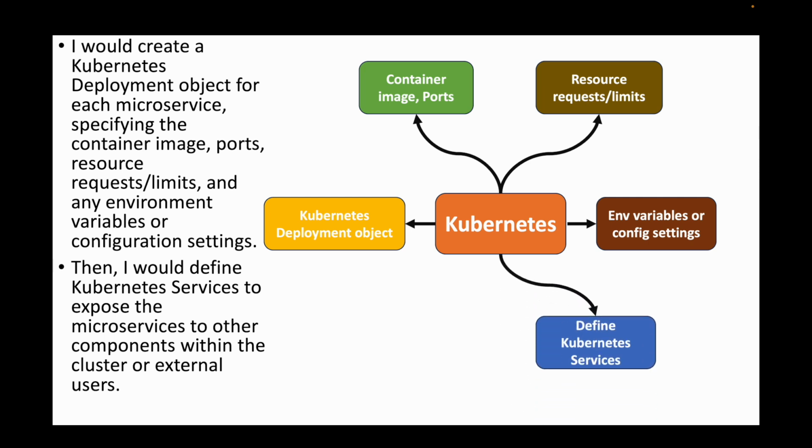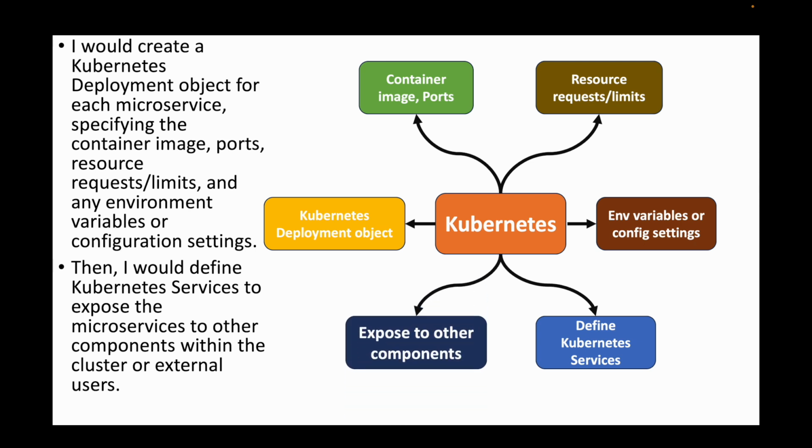Then we will need to create the respective services. Deployments will create the pods for us, but if you want to access the application running inside these pods, we will need to create services for them. The Kubernetes services will help us to expose the microservices to other components within the cluster or to external users. That is, the services will allow us to access or work with the application that we are running within these microservices. So that's how we can deploy the application.